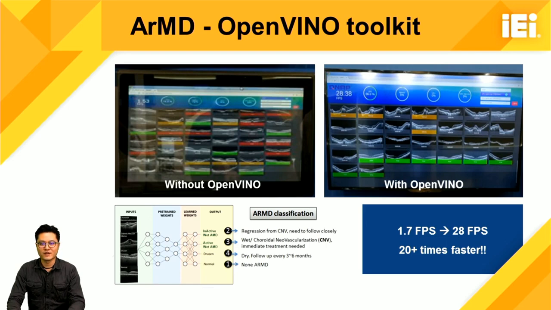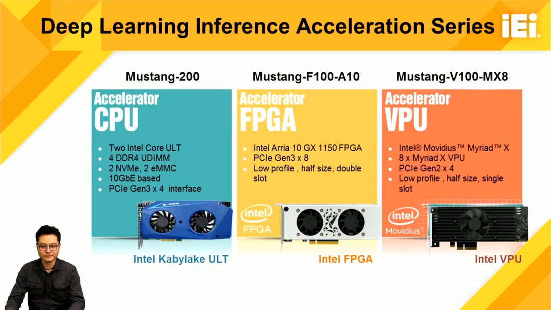We can see that the left-hand picture is the deep learning application without the OpenVINO toolkit. The frame rate is around 1.5 frames per second. The right-hand picture is using the OpenVINO toolkit. The performance is 28 frames per second, which is almost a 20 times increase in this application.